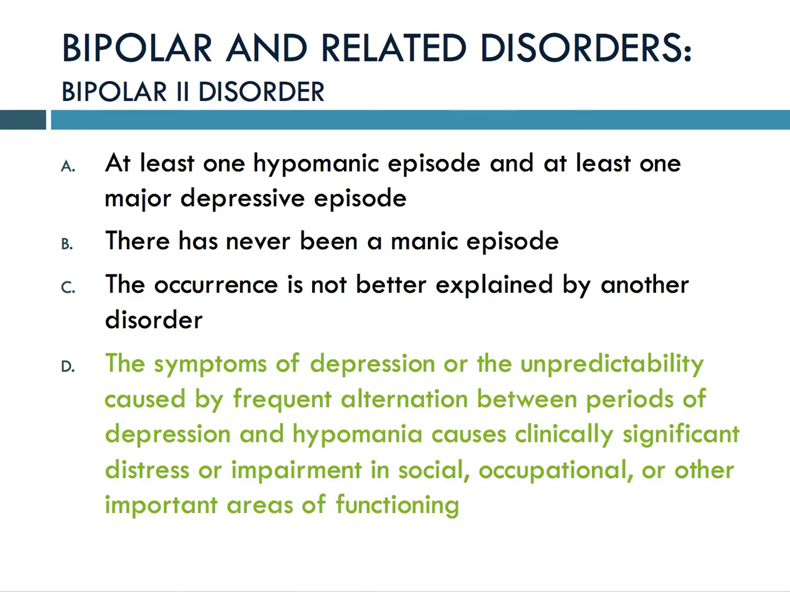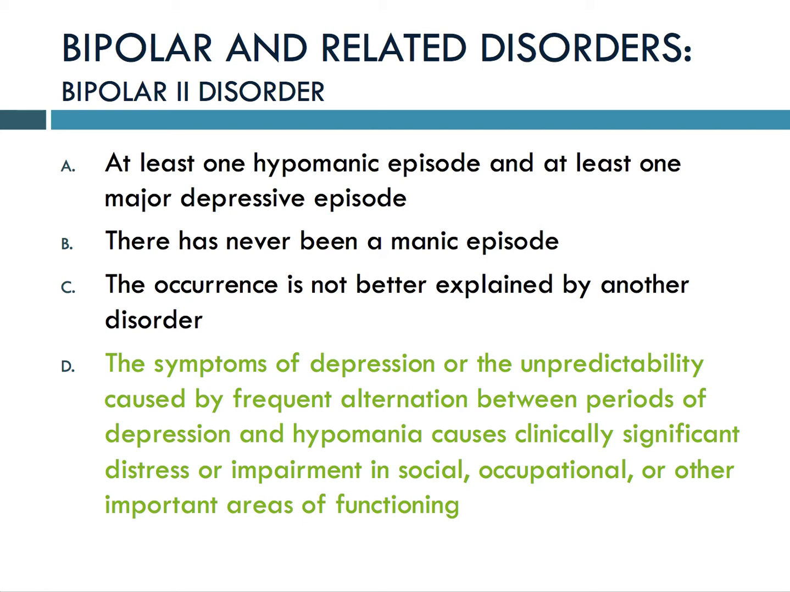And finally, the diagnostic criteria stipulate that the symptoms of depression, or the unpredictability caused by frequent alternation between periods of depression and hypomania, cause clinically significant distress or impairment in social, occupational, or other important areas of functioning. Now, I just want to sit on this idea for a moment and point out 2 things. First, if you remember back, experiencing significant personal distress or impairment in functioning was not a diagnostic criterion for mania. The reason for that is something we'll talk about in class.